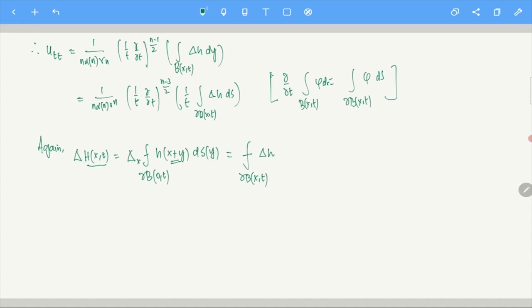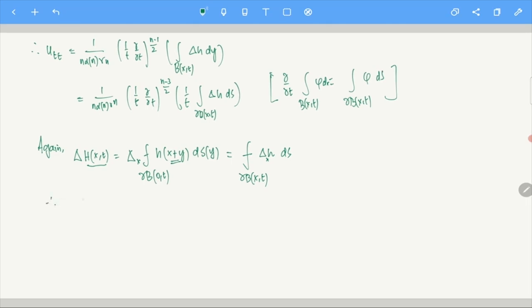I just changed the variable. So you see, this ∂B initially was at the center x and radius t. I just changed the center to the origin. So the delta x of this particular thing, that is why I can take the twice derivative with respect to x inside, the delta inside. So it becomes this dS. Clear?